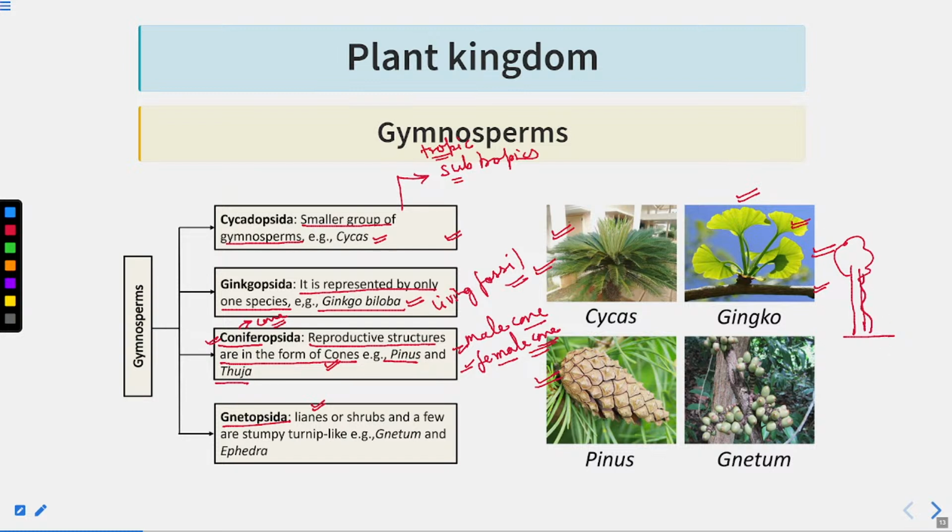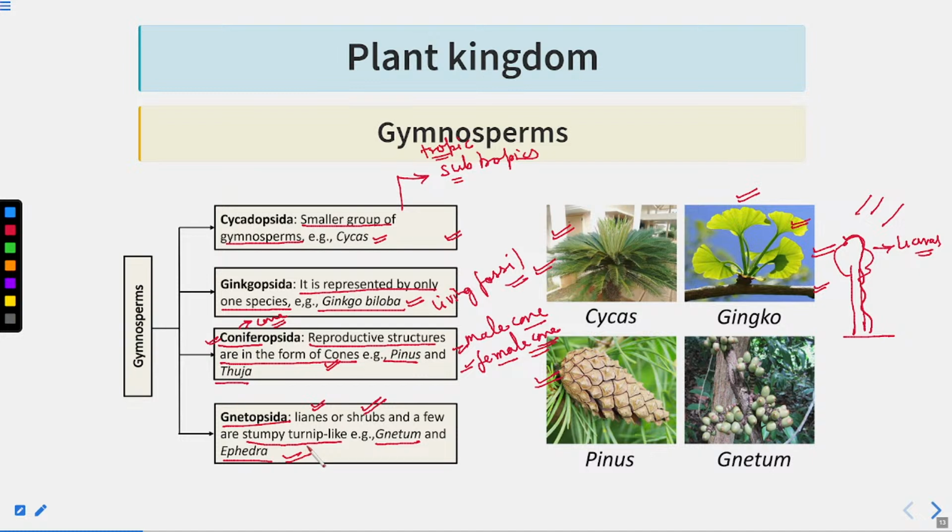climbers, they reach to the top of the tree because sunlight is coming at the top of the tree. When they are present below this tree, they are not getting proper sunlight. So they grow in such a way that they reach to the top of the tree like this. These are called lianas, right? So they are generally in the form of lianas or shrub. You all know what shrubs are, right? And a few are stumpy turnip-like. Examples are Gnetum and Ephedra.